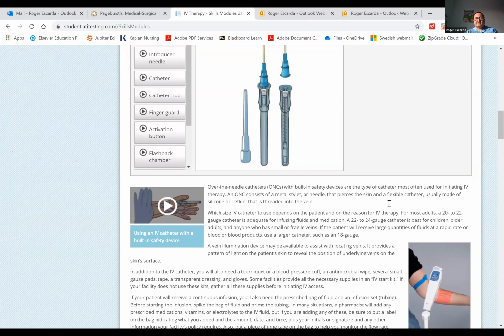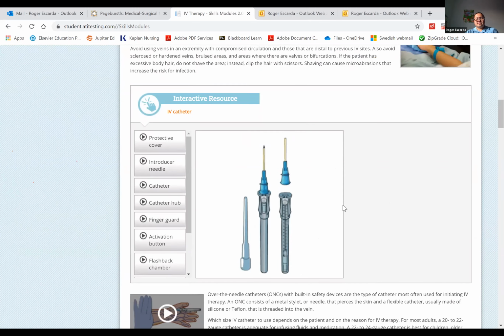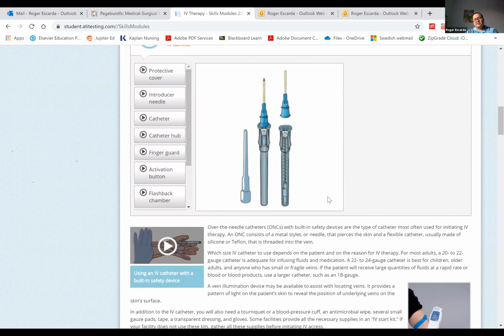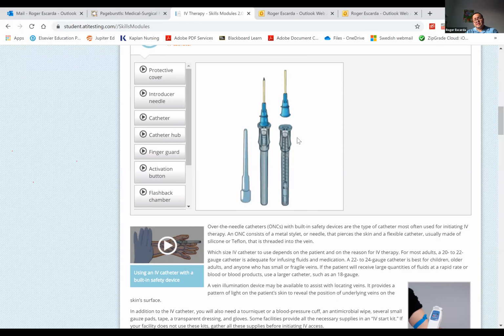Oh, okay, here it is. Okay, parts of a needle. So this is the most commonly used type. This is Insyte by, I think Bard makes these. Almost all hospitals use it. I know the city hospitals use these.